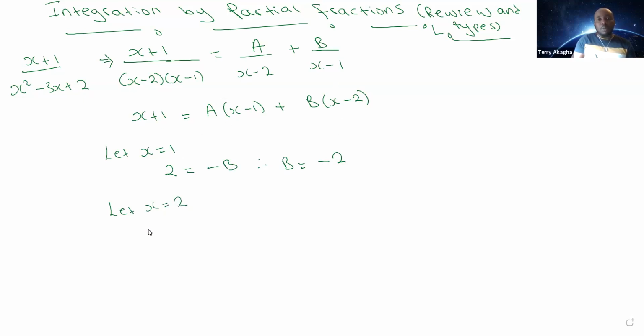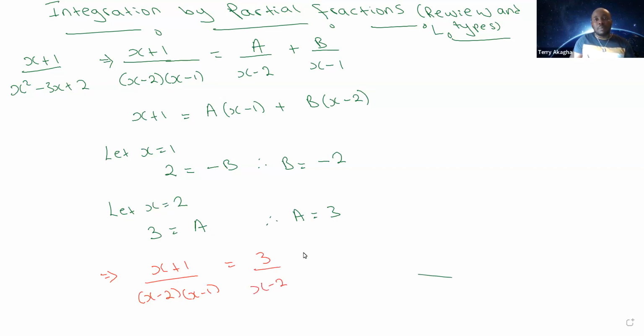Then 2 plus 1 gives 3, which is equal to 2 minus 1, which gives 1, that is a, and this gives 0. So that means a is equal to 3. Therefore, we can now break down this partial fraction: x plus 1 over x minus 2, x minus 1 is equal to 3 over x minus 2 plus minus 2 over x minus 1.